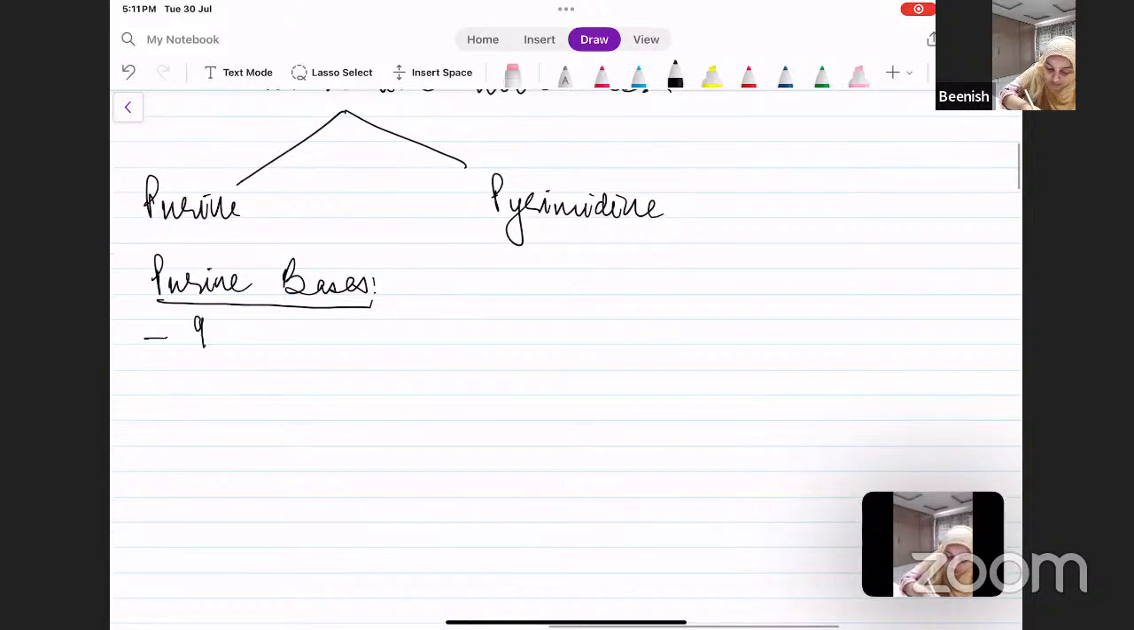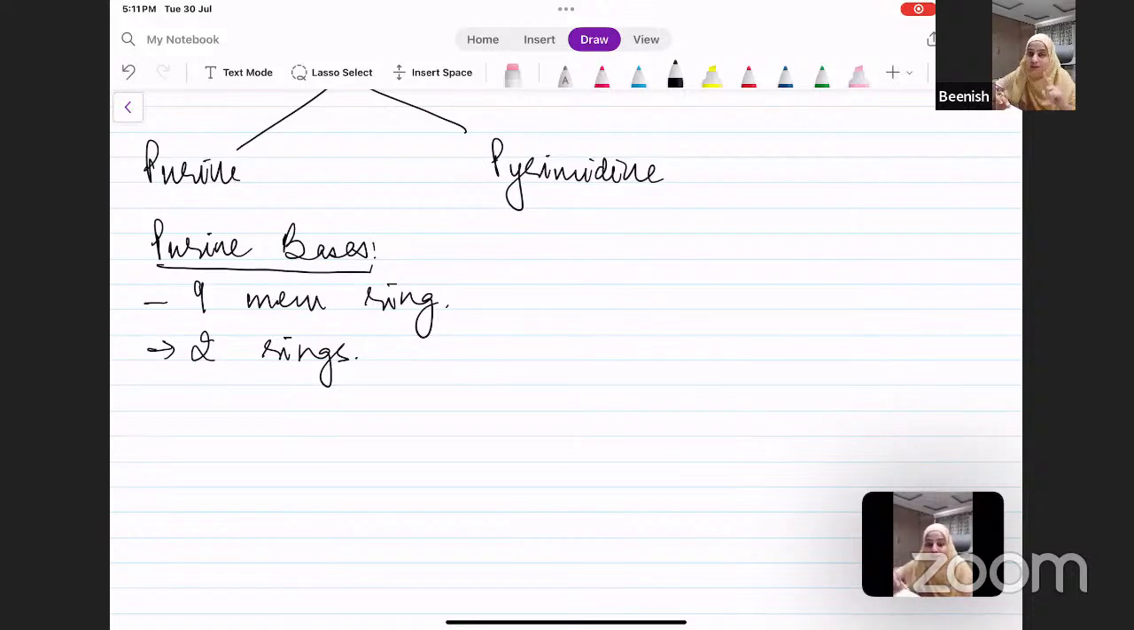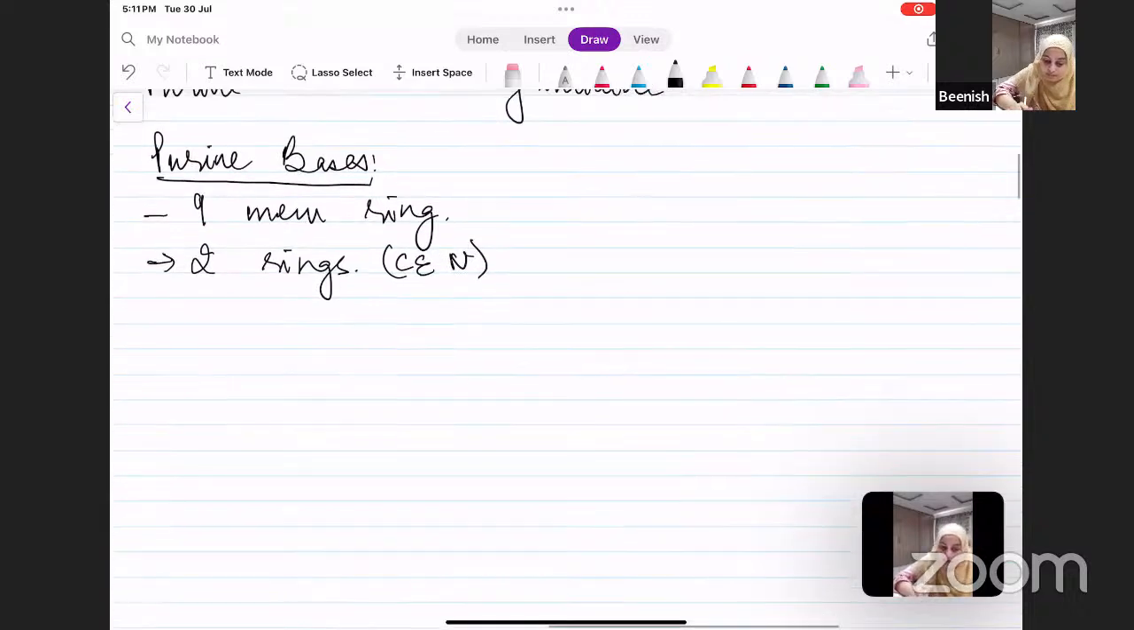So it is a 9-membered ring, and it has two rings in its structure. Although you can remember this, that purine is a short word, but it has two rings. Pyrimidine is a lengthy word, but it has one ring. So your purine bases are 9-membered rings with two rings, composed of carbon and nitrogen.